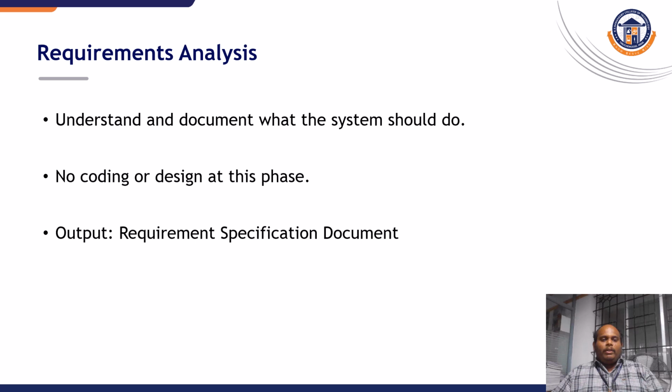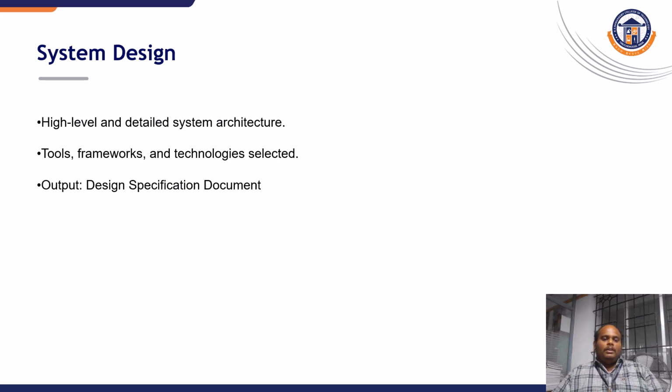Next one is the requirement phase. In the requirement phase, you understand and document what the system should do. No code and no design at this phase. By using this, we get the requirement specification documents. Next, move on to system design. System design is used to create the architecture for the particular software. By using the design itself, it is easy to understand the project we are going to implement.